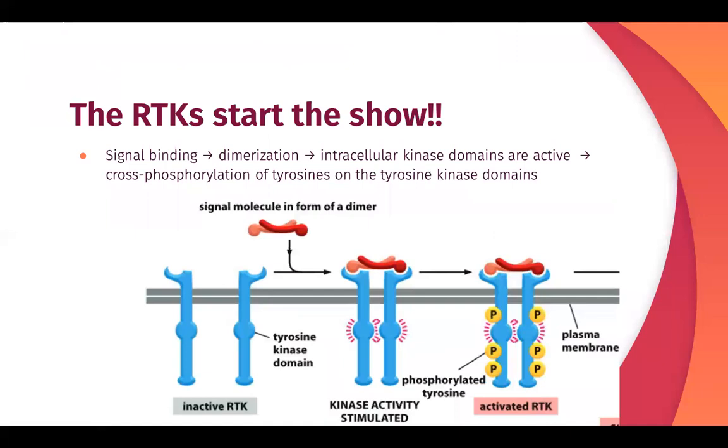So the RTKs are the receptors, and we know that receptors are the beginning of the pathway. So signal binds, they dimerize, our intracellular kinase domains are activated, they cross-phosphorylate the tyrosines on the tyrosine kinase domains, and that is how we begin this pathway. Any questions on the RTKs before we continue on with the pathway?